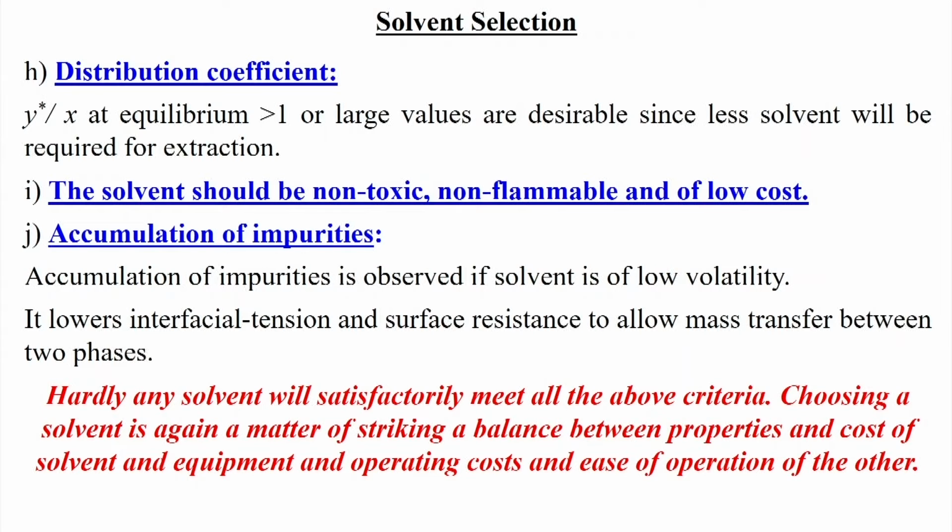We need to remember this whenever we are selecting a suitable solvent for the extraction purpose. The accumulation of impurities is another point. The accumulation of impurities is observed if the solvent is of low volatility. So, it lowers the interfacial tension and surface resistance to allow mass transfer between two phases. At the end, we can say hardly any solvent will satisfactorily meet all the above criteria.